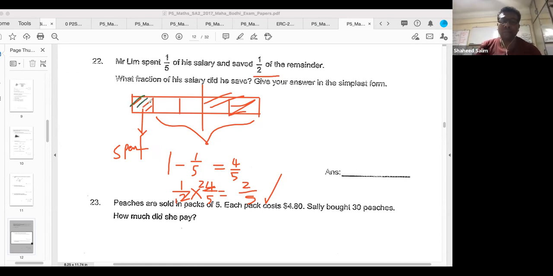He spent 1 of the square. He's left with 4 out of 5: 1, 2, 3, 4 out of 5. Now he saved half of it. He saved 2 because there's only 4 squares now.